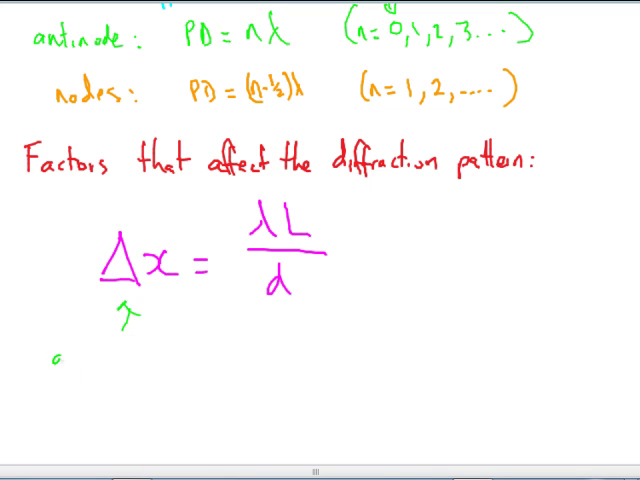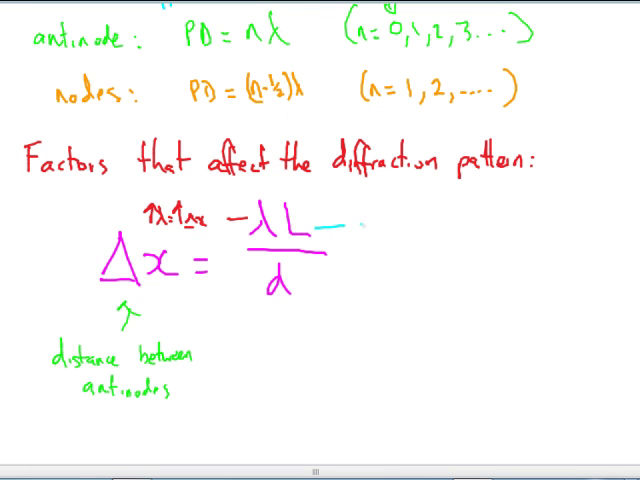So delta X is the distance between antinodes. And what this equation gives us is a really quick reference. So we've got increase lambda equals increase in delta X. Anything that's on top is going to increase the size of the separation. Anything on the bottom will decrease it as it goes up.